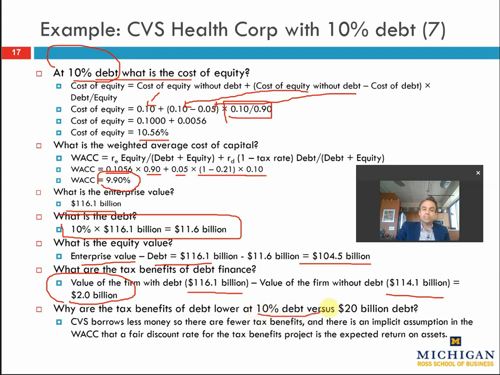Because 10% debt gave us just $11.6 billion. That was less debt to start with than the $20 billion of debt. Now, even though as CVS grows, there's going to be more debt over time, the fact that we're starting with less debt compared to our $20 billion assumption means that in aggregate there's less debt and therefore less tax breaks.